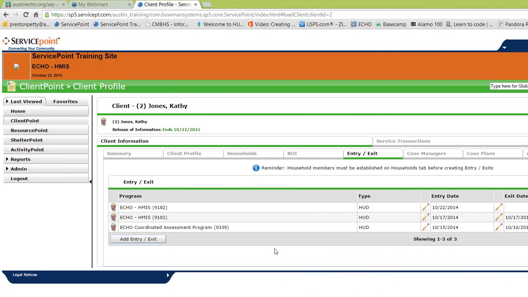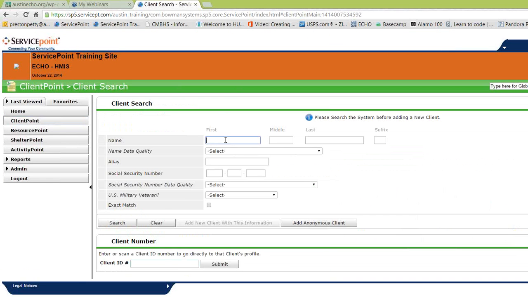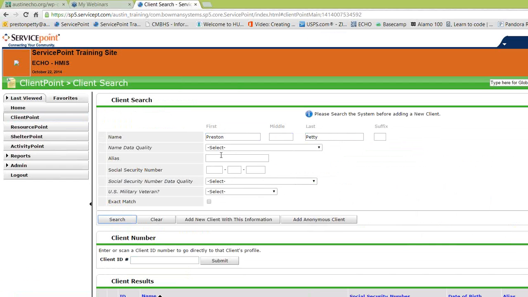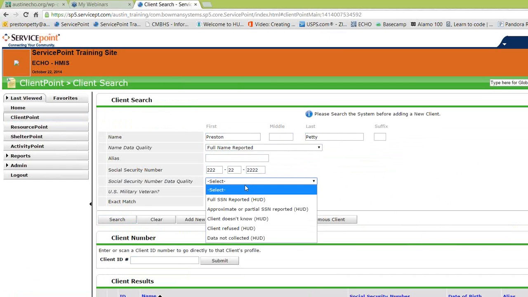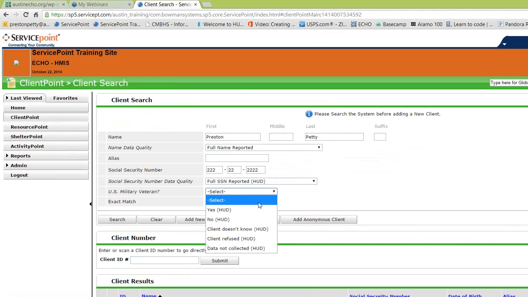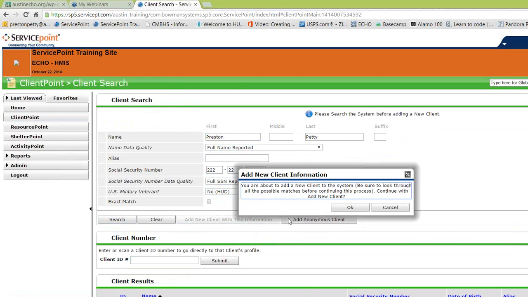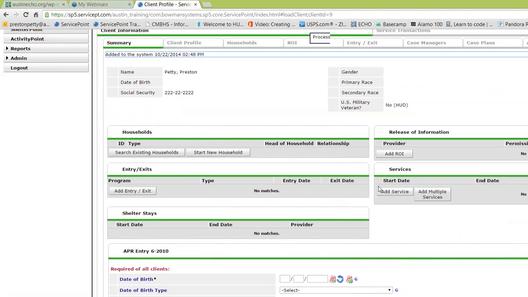If I were creating a new client, I would do the exact same process. Let's see if Mr. Petty's in the system yet. No, he's not. Full name. Please don't steal my identity. Not a military veteran. Search. Add new client. Yes.